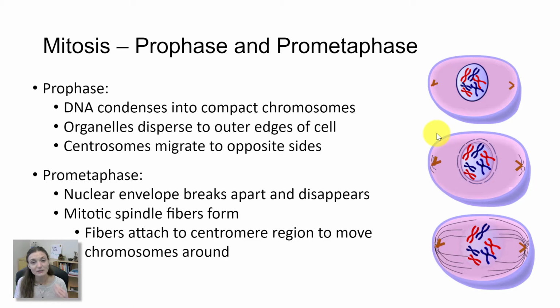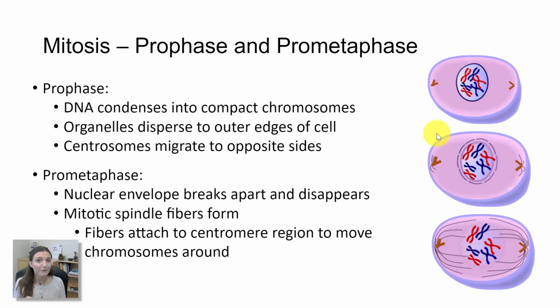Prometaphase is when we start to break down that nuclear envelope. We gotta break apart that DNA. We gotta move it around. We can't do that from within the nucleus. So during mitosis, DNA for a short period of time will be in the cytoplasm. It's still protected, but the nuclear envelope actually breaks apart and disappears during prometaphase.